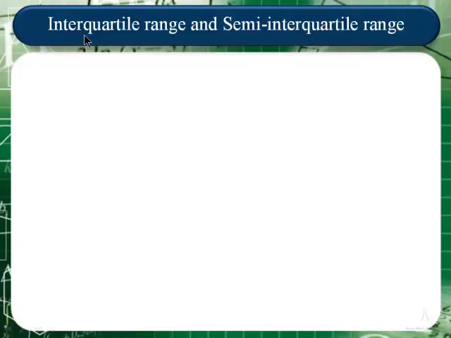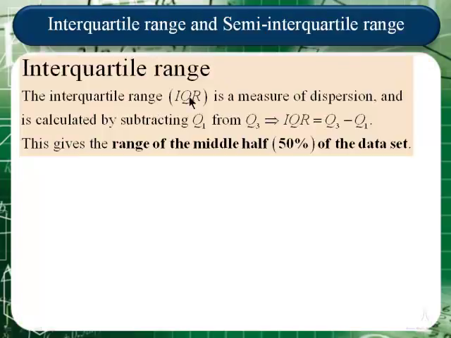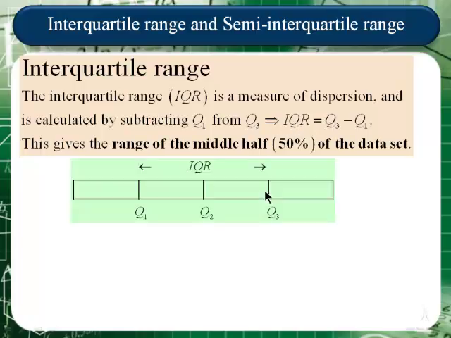Let us look at the meaning of interquartile range and semi-interquartile range. Now the interquartile range, indicated by IQR, is a measure of dispersion and is calculated by subtracting Q1 from Q3. So the interquartile range is Q3 minus Q1.